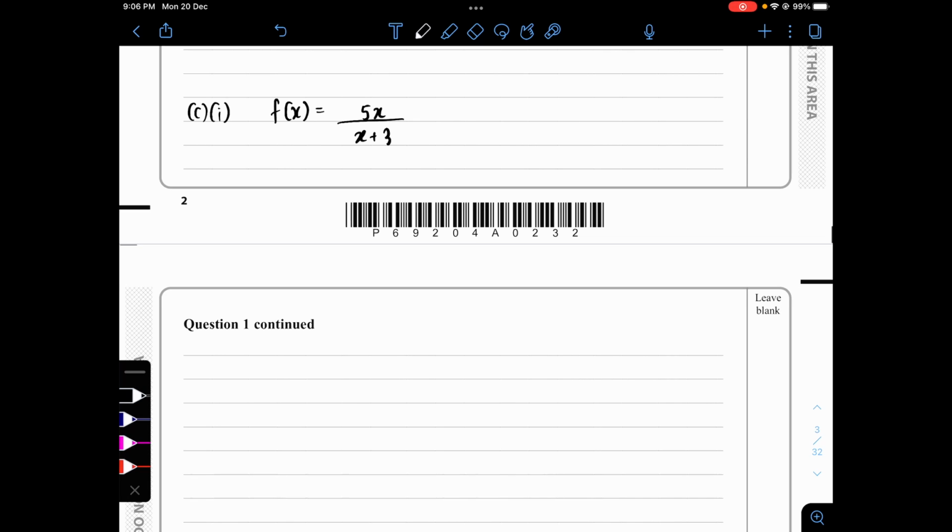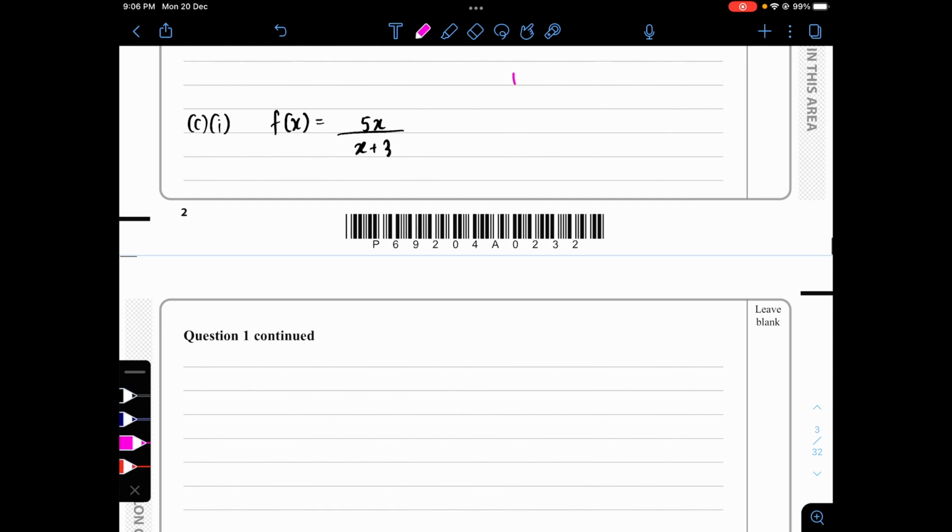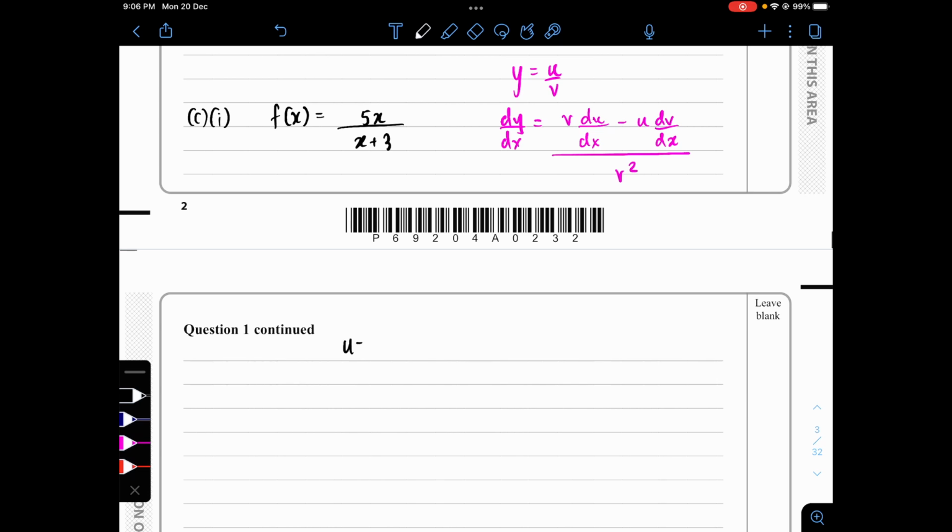And we know that we can use the quotient rule. So y equals u over v, and then if we were to differentiate this, dy over dx, we will get v du over dx, take away u dv over dx, and this is all over v squared. So now let's put our terms. So u we know is 5x and v equals x plus 3.